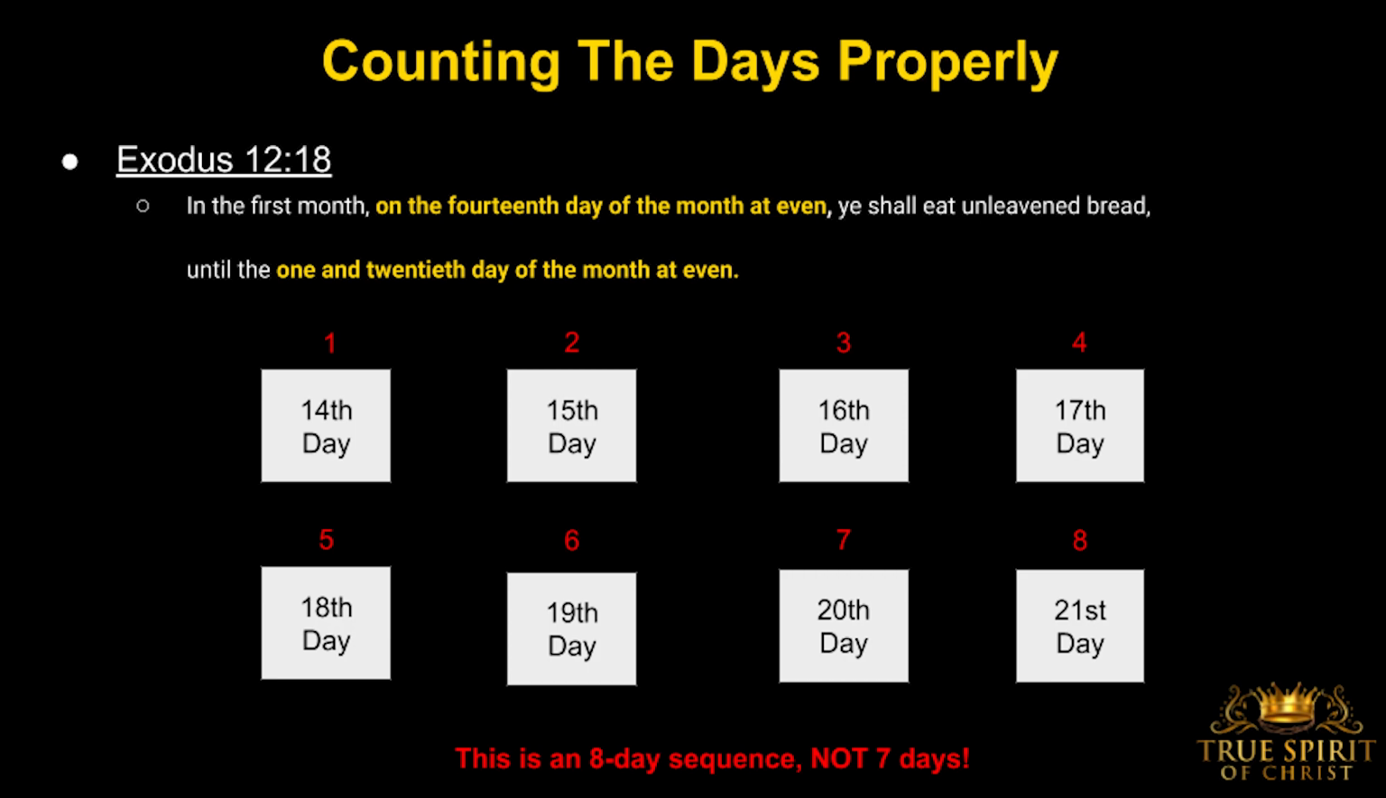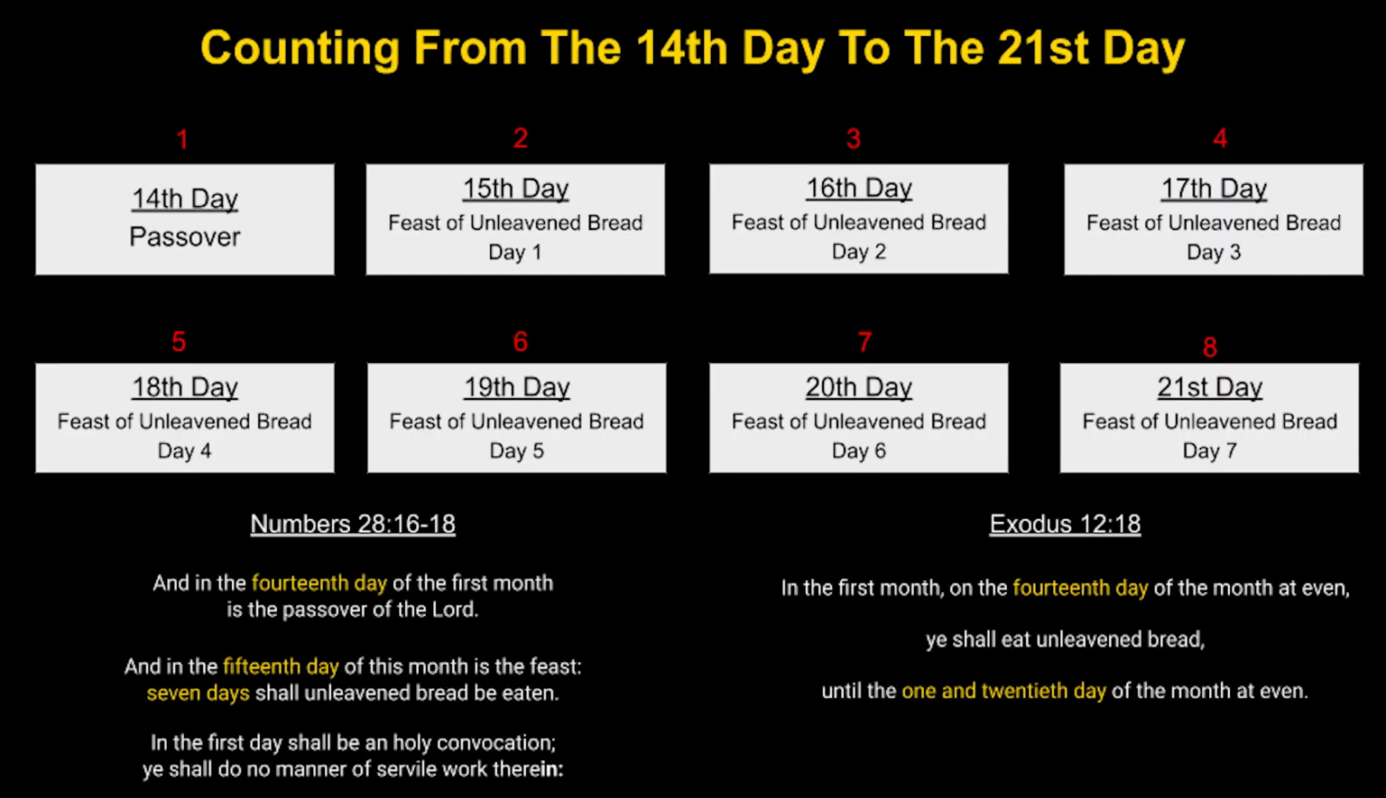So as we count from the 14th day all the way through the 21st day, you will notice the span of 8 days. This is letting us know how long it should be from the Passover to the end of the Feast of Unleavened Bread. Now, as you can see, as you count from 14 all the way through 21, this is an 8-day sequence, not 7 days.